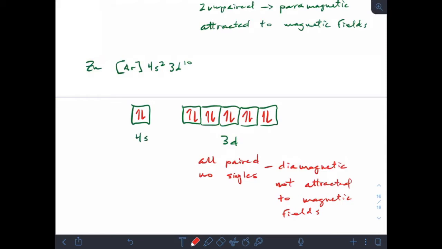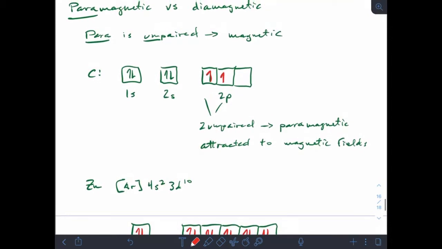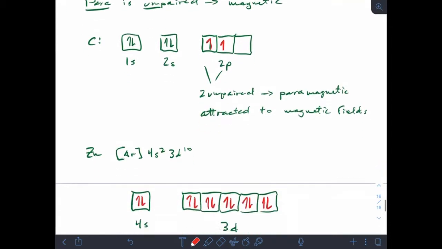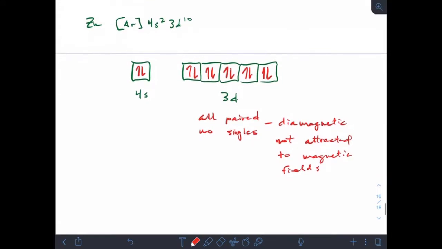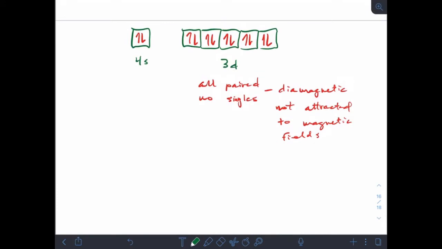Right? So a piece of zinc will not be attracted to a magnet, where a piece of carbon will be weakly attracted to a magnet. Right? Slightly magnetic. Right? Let's look at one more example. Let's look at iron. We all know that iron is magnetic. Anybody that's played with a magnet as a kid knows that things that have iron in them are magnetic. So iron has a 3d6 for its shell.